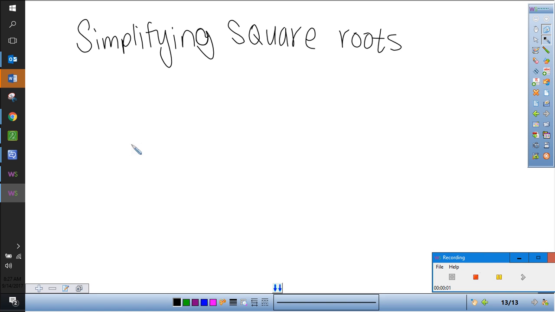Let's review how to simplify square roots. Say I was to give you the square root of 60. We want to determine what multiplies to be 60. So think of two numbers that multiply to be 60. It can be any combination at this point. So maybe you select 10 and 6.